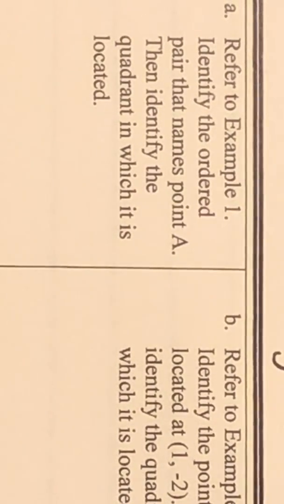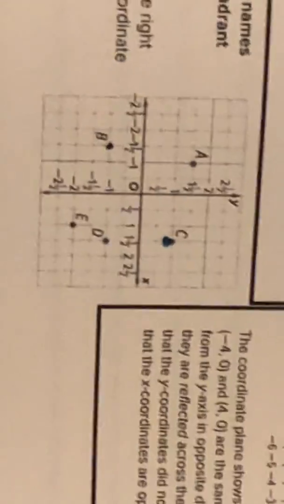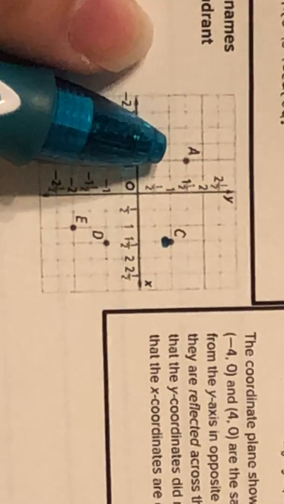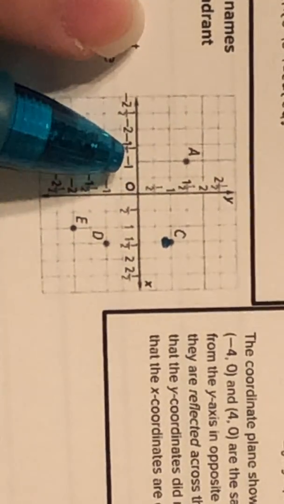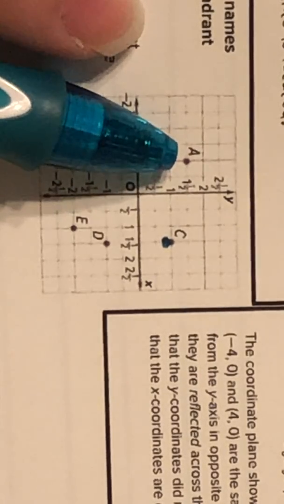So letter A says, refer to example 1, identify the ordered pair that names point A, then identify the quadrant in which it is located. So we're going to go back to example 1. Okay, so here's my example number 1. And it said point A. Here's point A. So I'm going over negative 1 and up to 1 and a half.